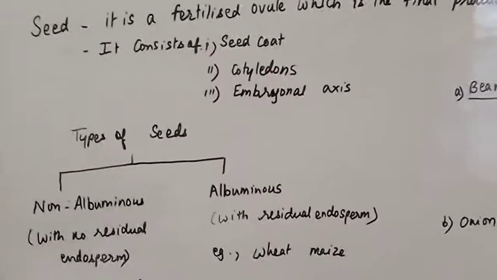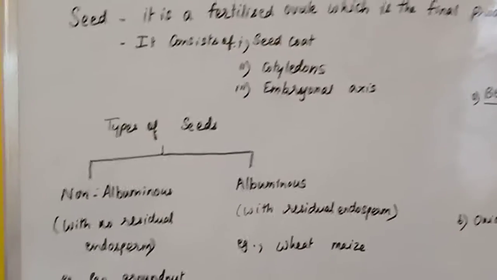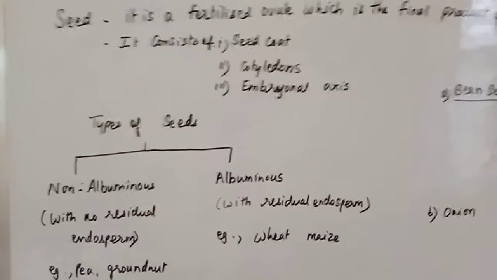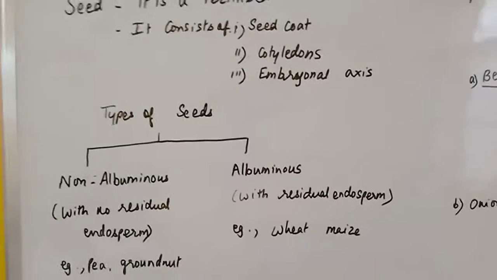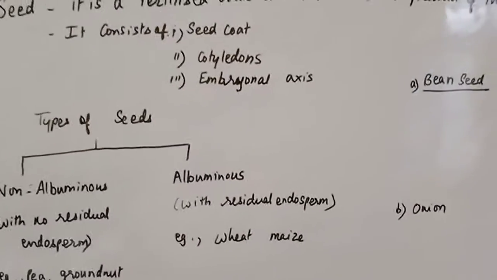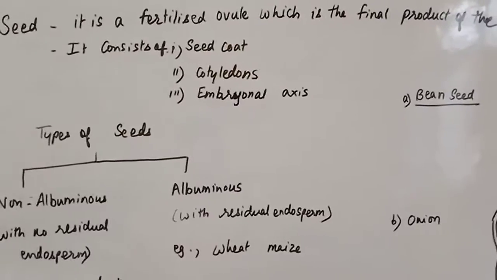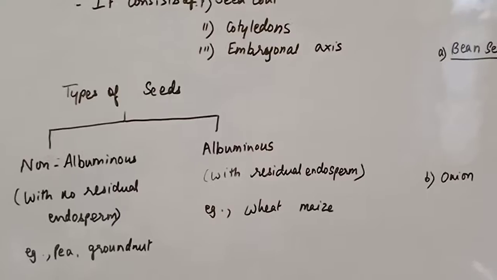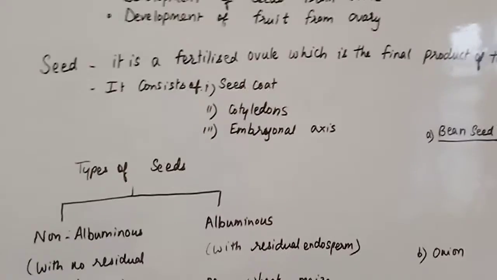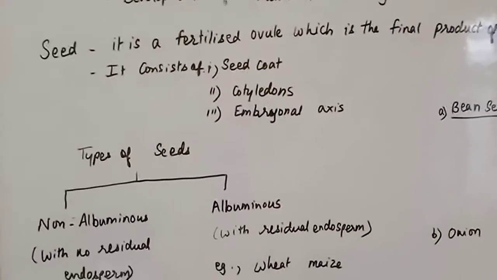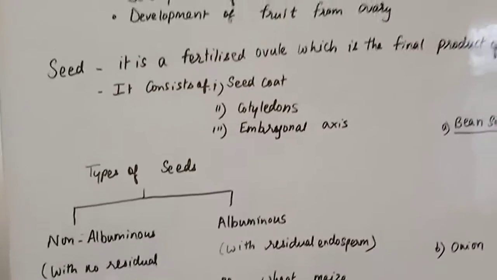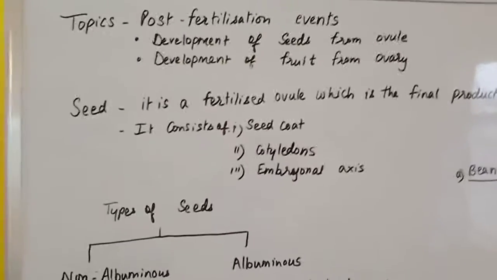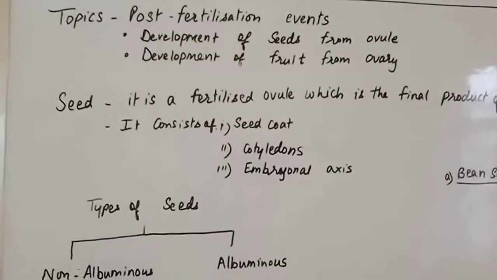It consists of the following parts: seed coat. It may be one seed coat or more than that, 1 or 2 in number, having an opening called micropyle. Outer integument forms the outer seed coat, that is testa, and inner integument forms the inner seed coat, that is tegmen. Cotyledons may be 1 or 2 in number and rich in reserve food material, and the third part is the embryonal axis.